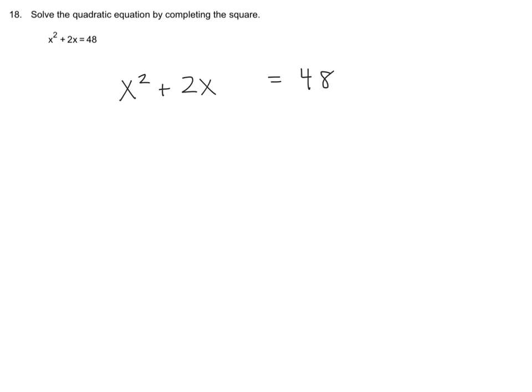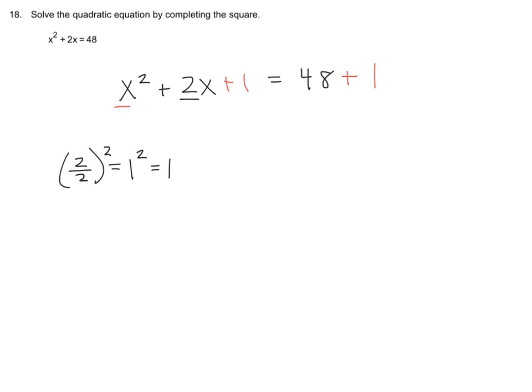Next, you want to take your middle term and divide by 2. So the coefficient of our middle term is a 2, and we're going to divide it by 2 and then square it. So this becomes 1 squared, which is the number 1. Next, we'll add that number to both sides of the equal sign.